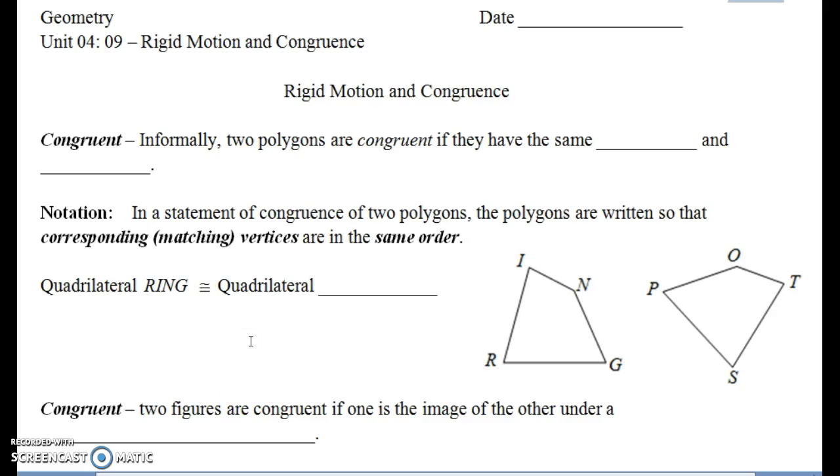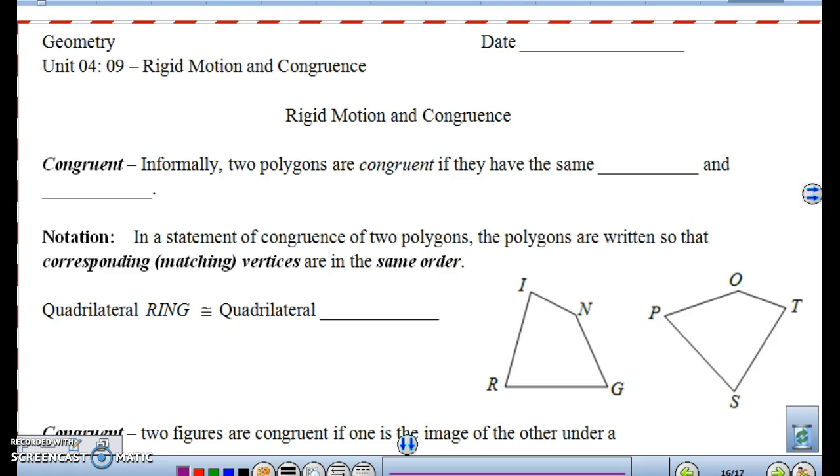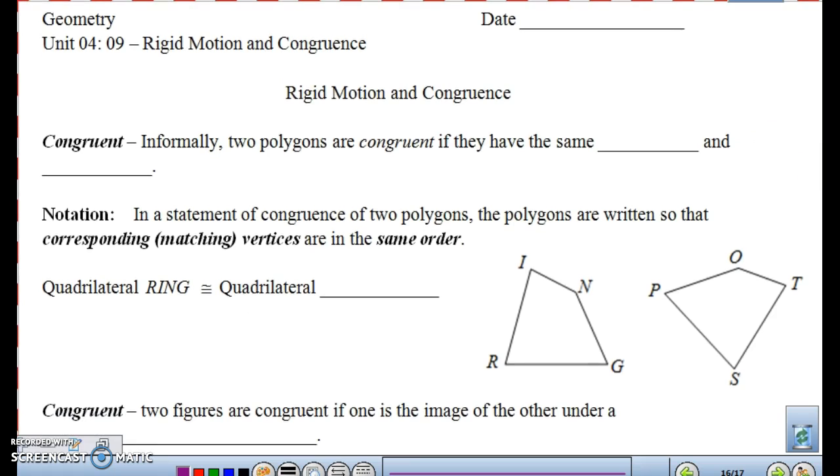This is Geometry Unit 4, Lesson 9 on rigid motion and congruence. Now, we looked in our last lesson at rigid motion: what you start with is what you end with. Informally, two polygons are congruent if they have the same size and shape. We didn't change the size or shape, so the figures are the same as what you started with.